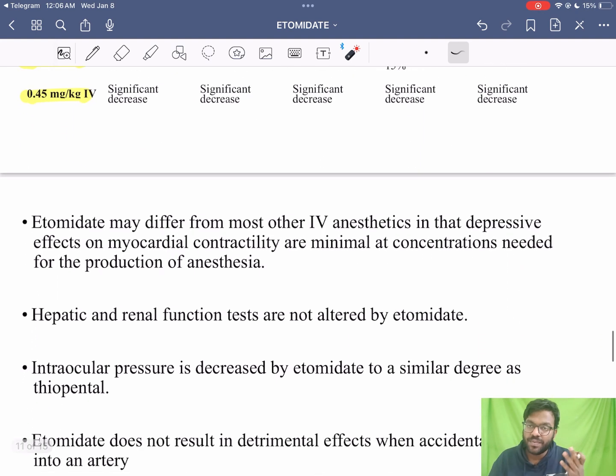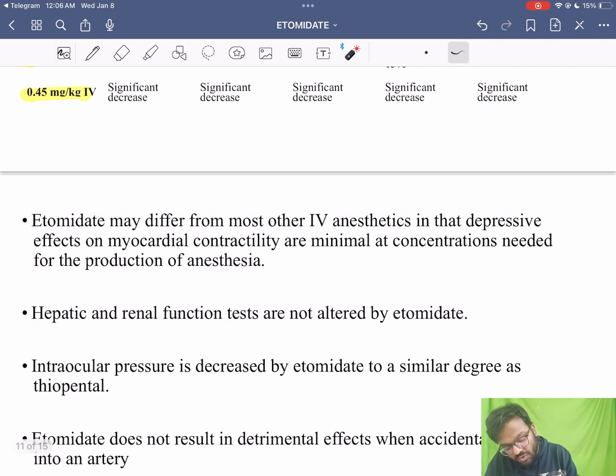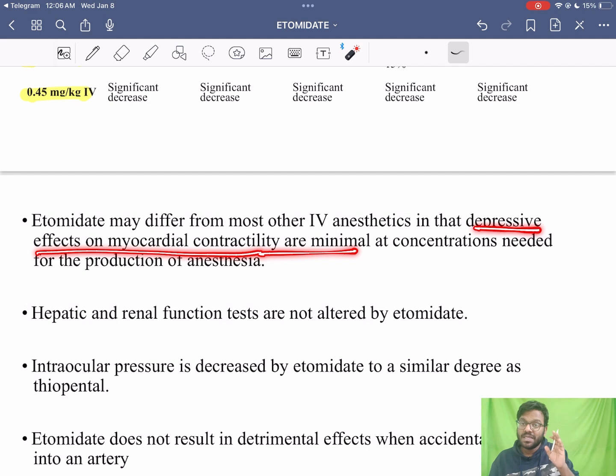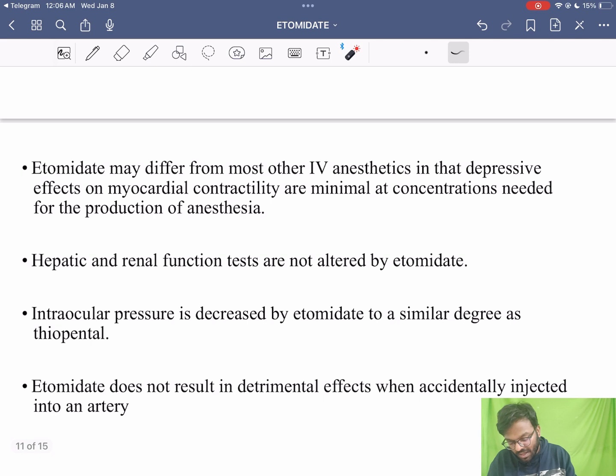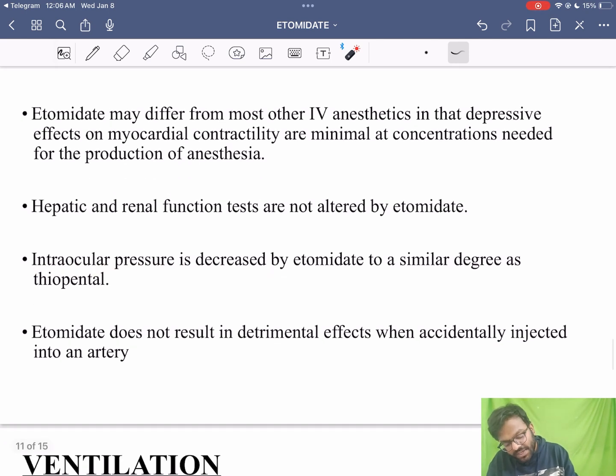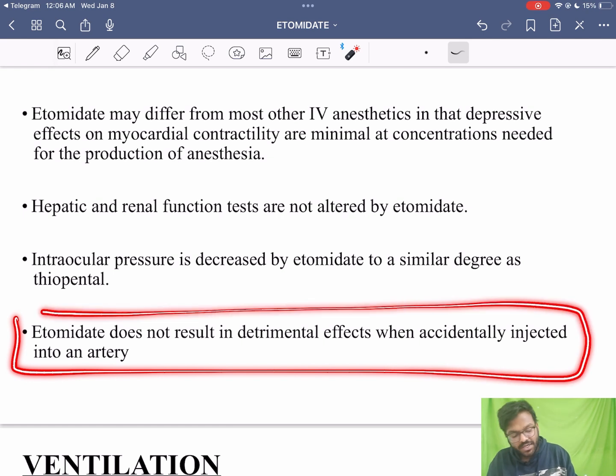Okay, why? How is etomidate different from other drugs? Etomidate may differ from most other IV anesthetics in that depressive effects on myocardial contractility are minimal. And you can definitely achieve anesthesia with that low dose in which cardiac stability is maintained. Hepatic and renal function are not altered by etomidate. IOP is decreased by etomidate. And one thing is, etomidate does not result in detrimental effects when injected into an artery.